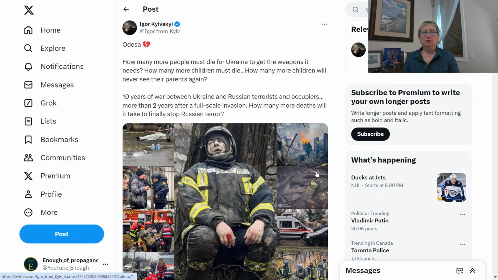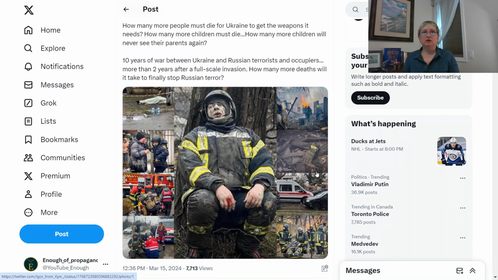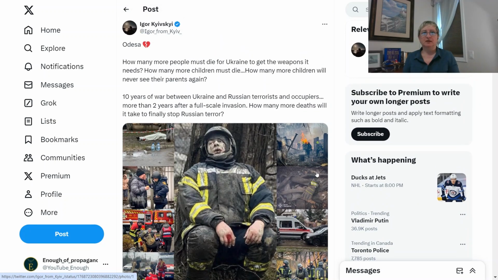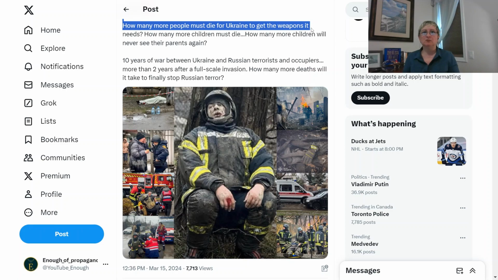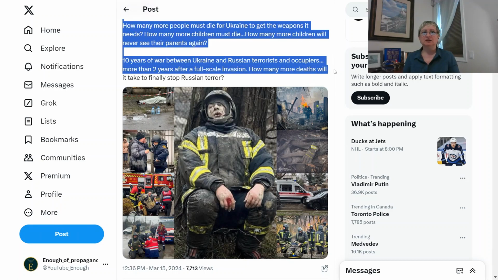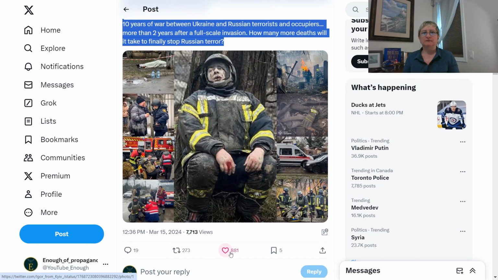We need to help Ukraine, and this would be one of the biggest steps for the liberation of Russia from Putin's regime. I agree with this post. How many more people must die for Ukraine to get weapons it needs? How many more children must die? How many more children will never see their parents again? 10 years of war between Ukraine and Russian terrorists and occupiers. More than 2 years after a full-scale invasion. How many more deaths will it take to finally stop Russian terror? We need to help Ukraine.